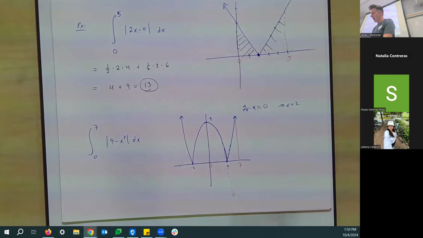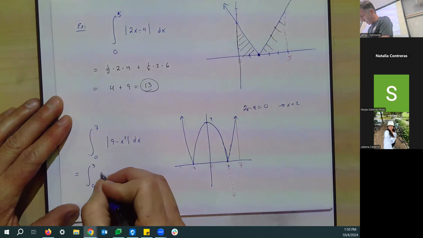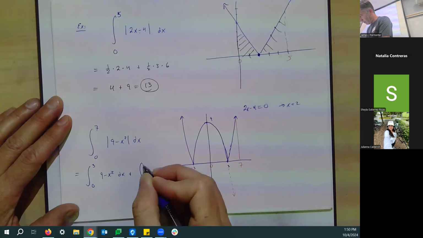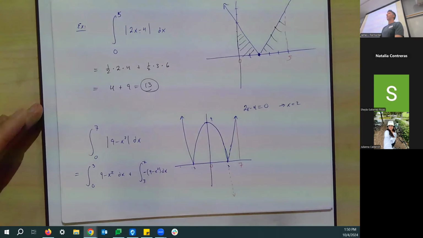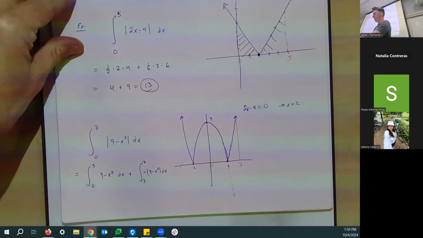So you have to break this up as the integral from 0 to 3 of 9 minus x squared plus the integral from 3 to 7 of the negative of 9 minus x squared. That's how you deal with a more complicated absolute value thing. But you probably won't see that. So let's look at something you will probably see.